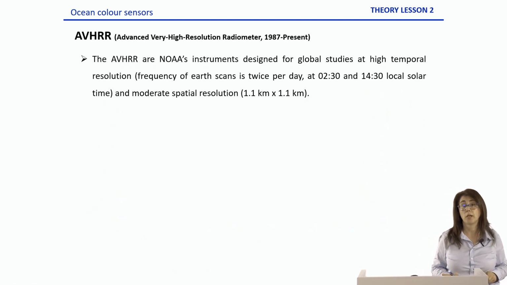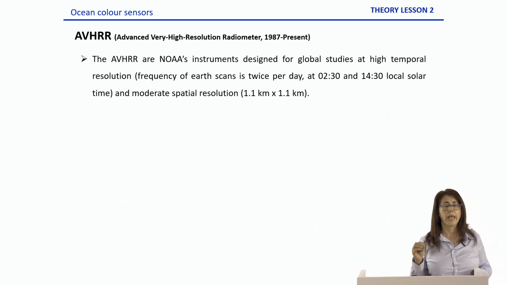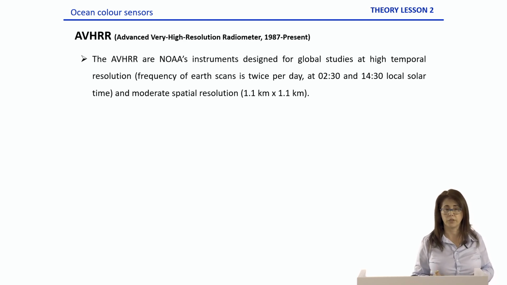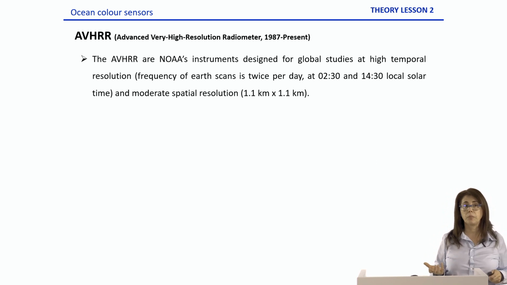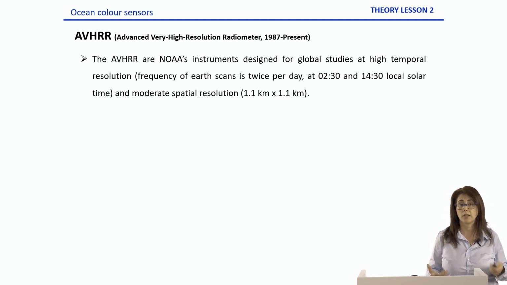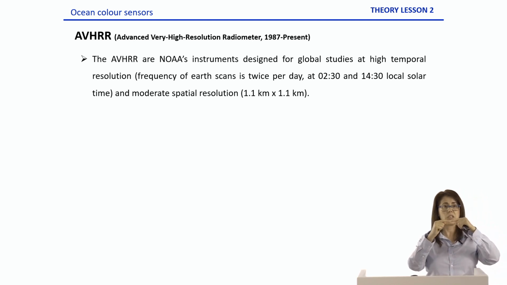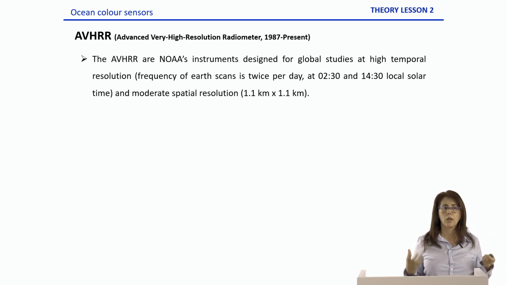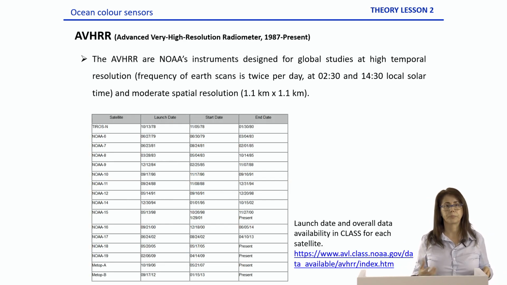So let's move to another sensor. Let's go to the AVHRR, the Advanced Very High Resolution Radiometer. This is a NOAA instrument that was designed for global studies at high temporal resolution. In fact, it passes the Earth twice per day, and it also has a moderate spatial resolution, approximately 1.1 kilometer.